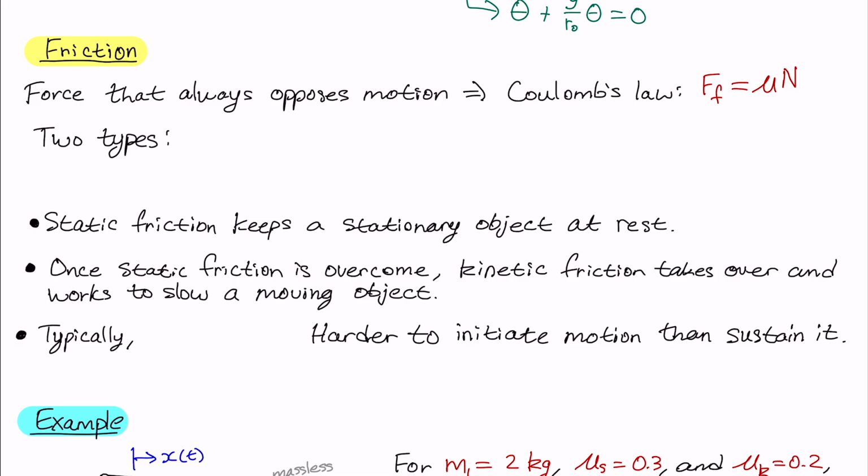All right, so there are two types of friction: static and kinetic. Generally, static friction, or mu sub s, is going to be equal to or greater than mu sub k, the kinetic friction.